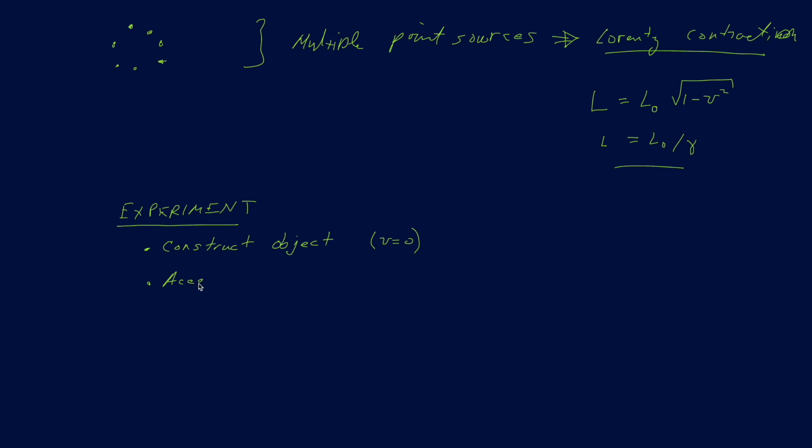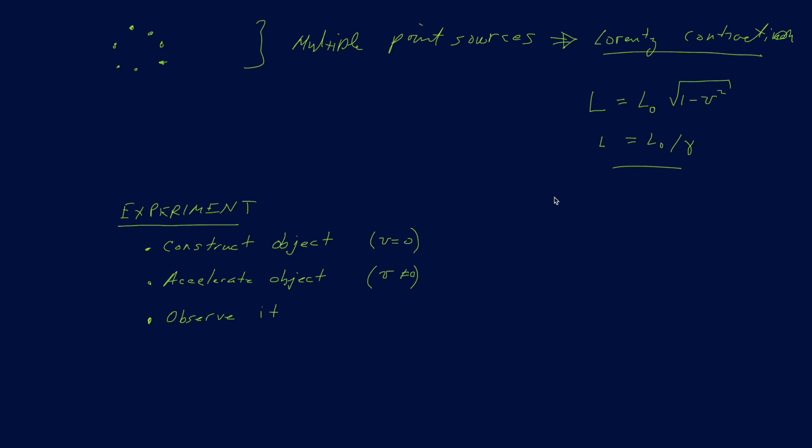Now we want to accelerate the object and bring it up to a final speed v, which is not equal to 0 now. And then, once we've accelerated it, we want to observe it. That's really all there is to the experiment.